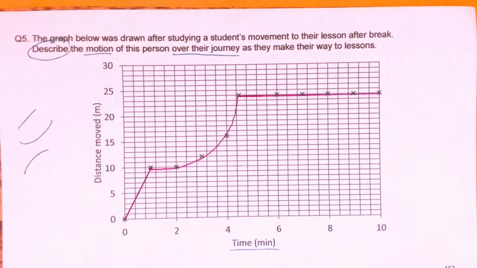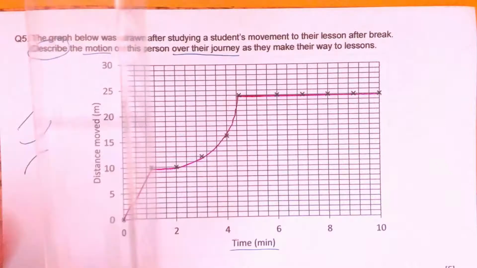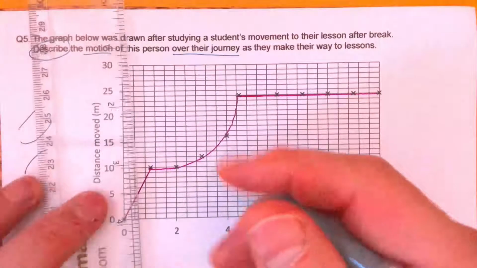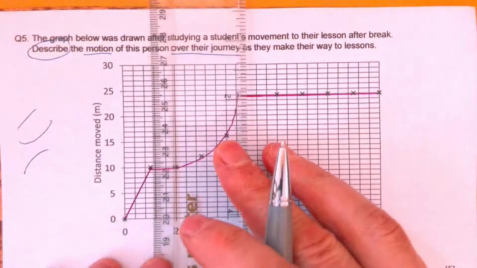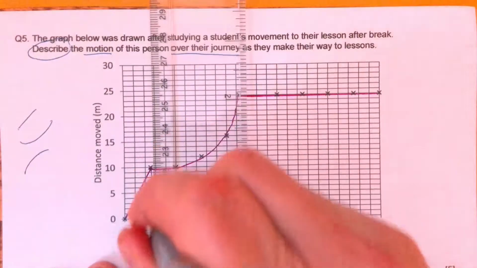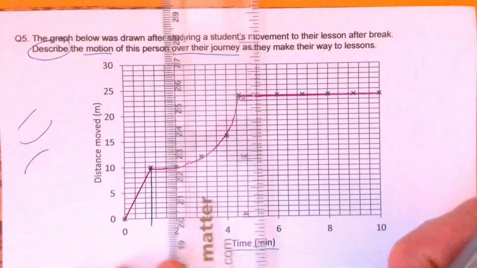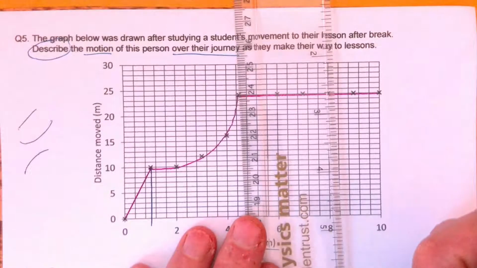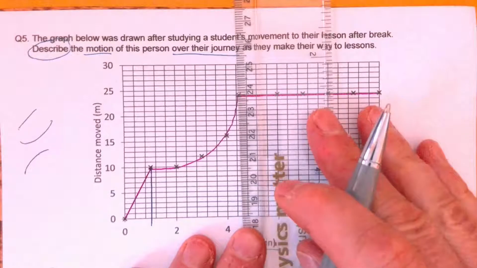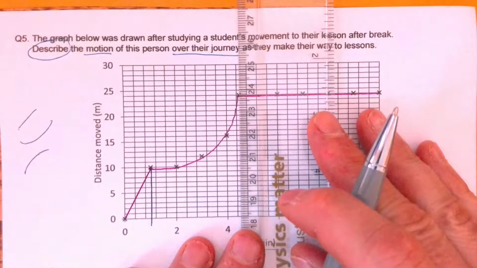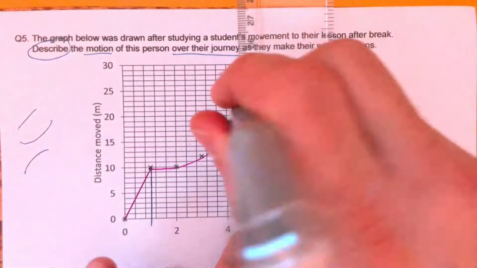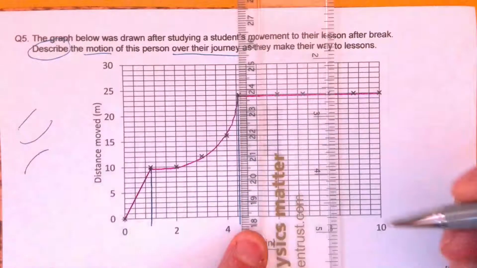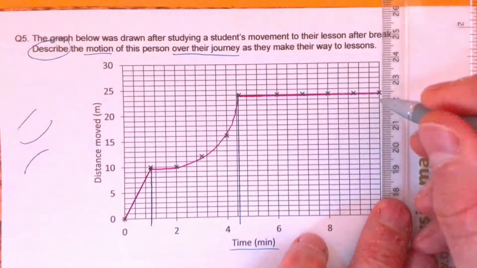Now you can see it's a bizarre shape. Worth 5 marks. I need to describe what's going on, describe the motion. So the first thing I'm going to do is I'm going to section my graph up into bits. So the first section is here. When I say section, I'm just chopping it up into bits that I can talk about each bit more easily. So there's one bit, here's another bit, and then the final one is over here.